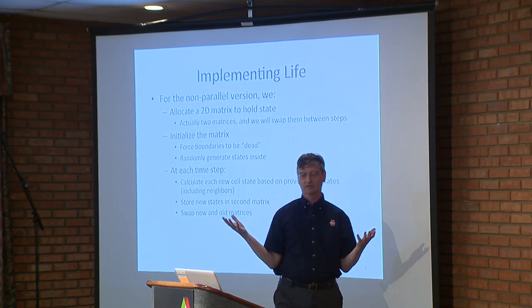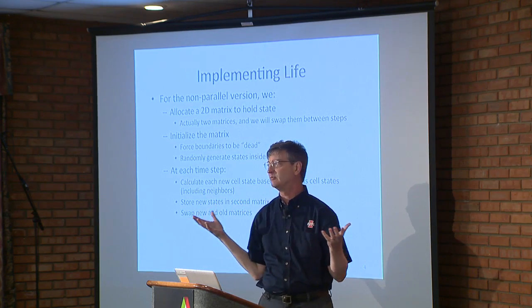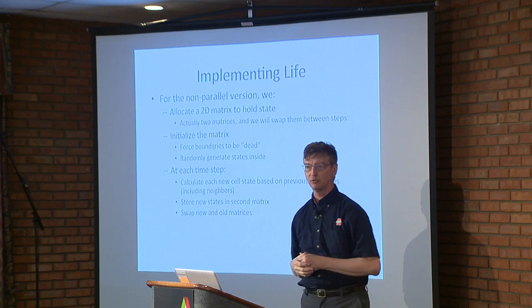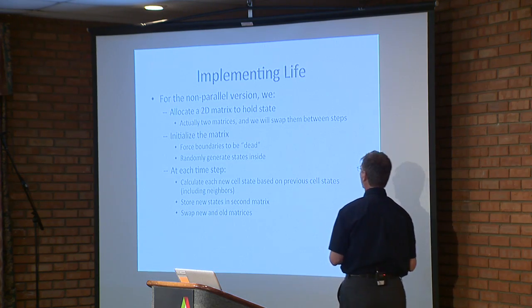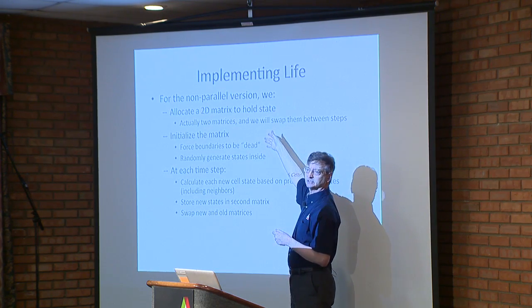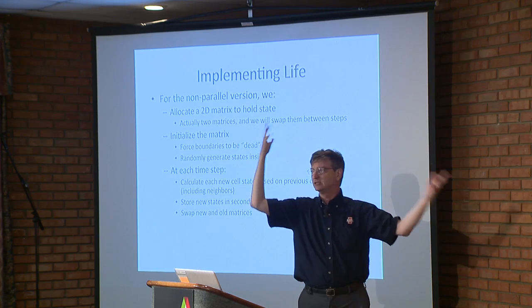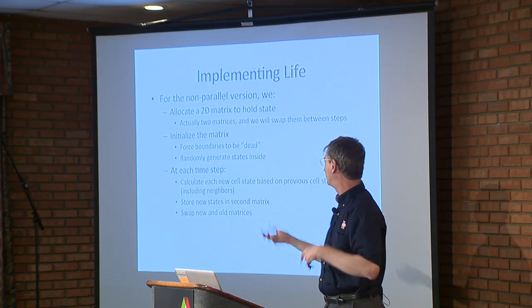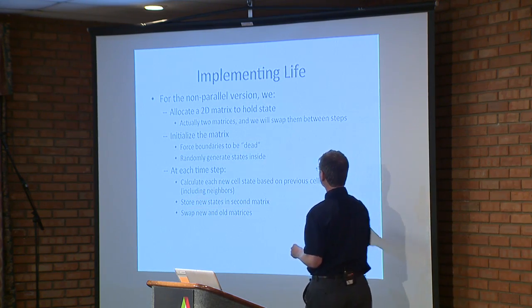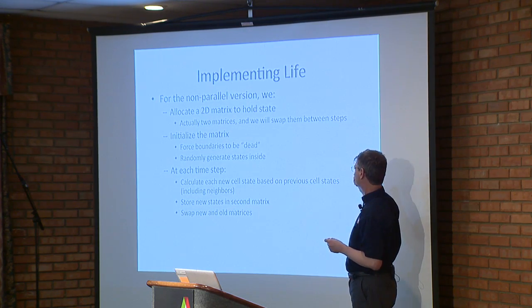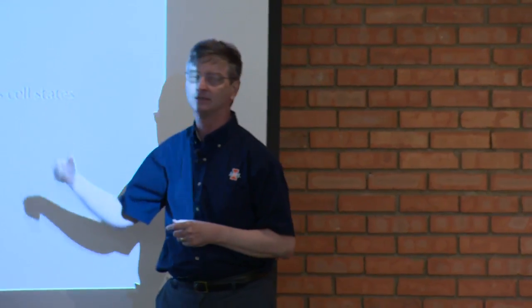So the real Game of Life is on an infinite board. We're going to do one on a finite board. You can, of course, do implementations that are effectively infinite boards, but that makes the code more complicated. And the example code that we have is just going to generate sort of a random initial state. So some random number generator drops in life. And each time step, we calculate the new cell state based on that rule. We swap the old and new matrices and continue.